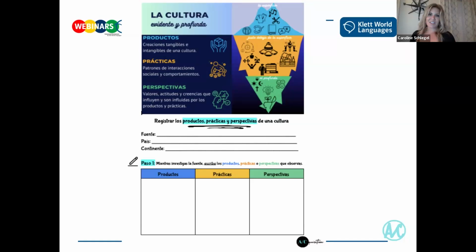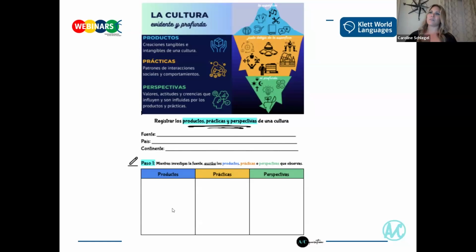So you saw this earlier, right? Aubrey shared this cultural iceberg that we've got here. So this is a screenshot of a document that we share with our kids. And you can see it just says the source, the country, the continent. So again, we're having students identify the geography, right? What country are we focusing on? What continent is it on?